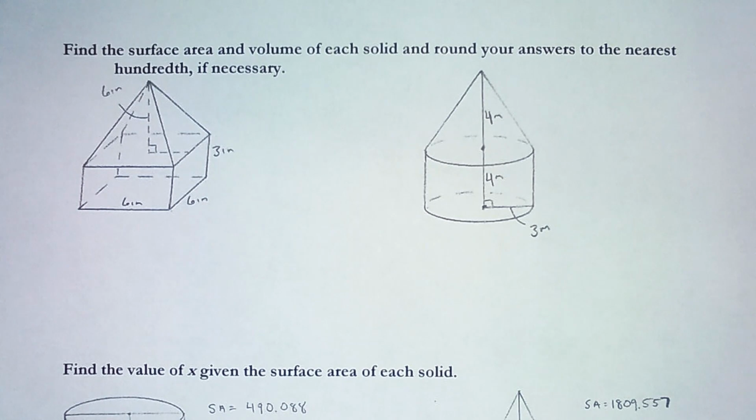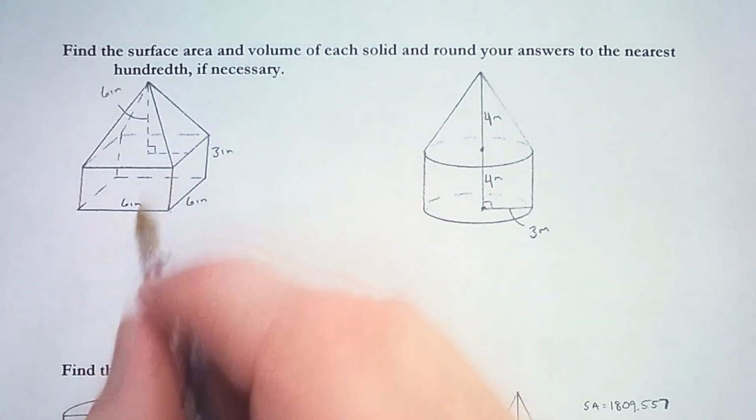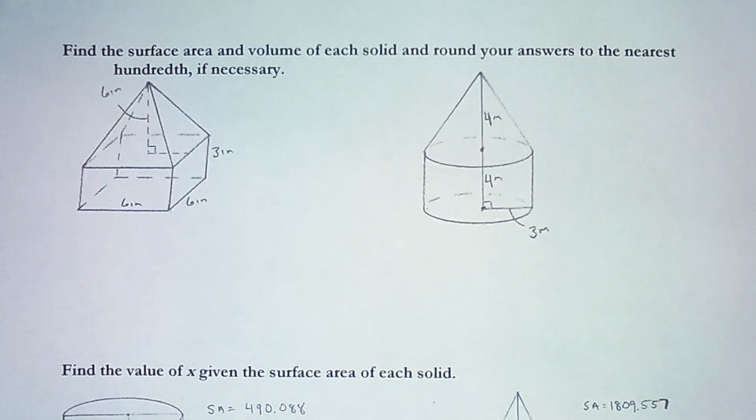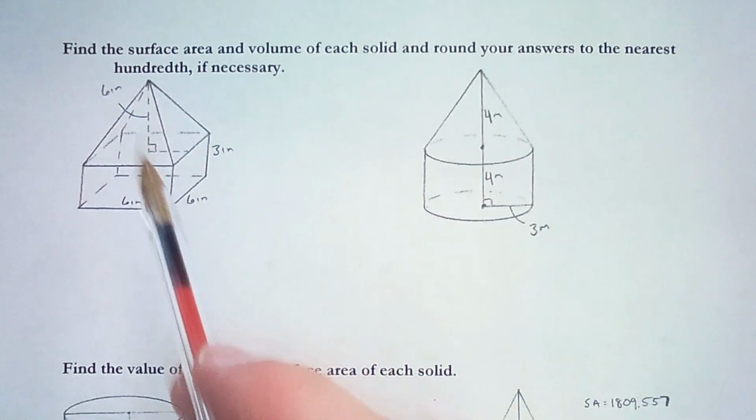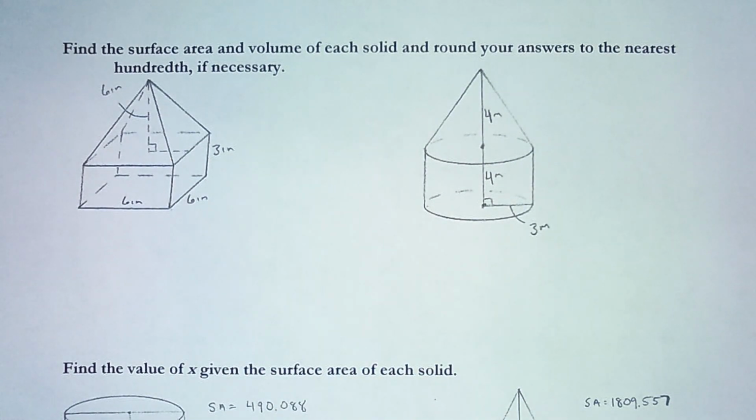Hey everybody, in this video we are going to find surface area and volume of some composite figures. Composite figures just means more than one figure put together. Okay, so let's start with the surface area of this right here, with the pyramid on top of a prism.